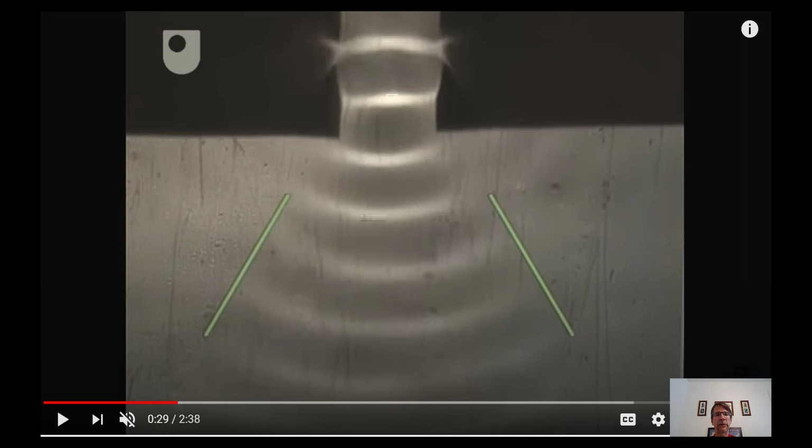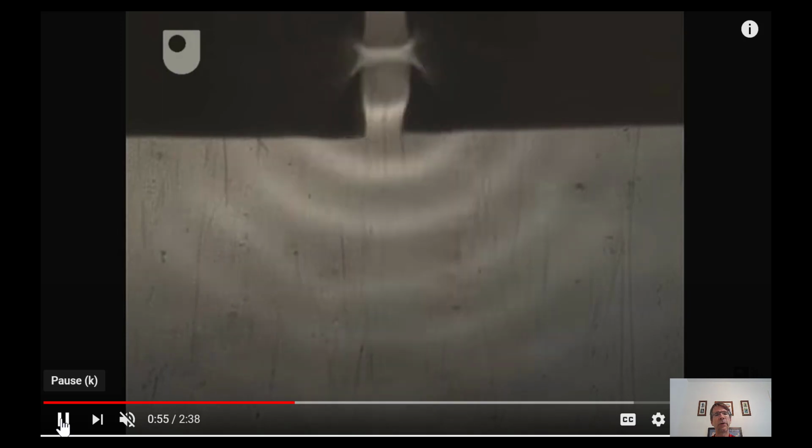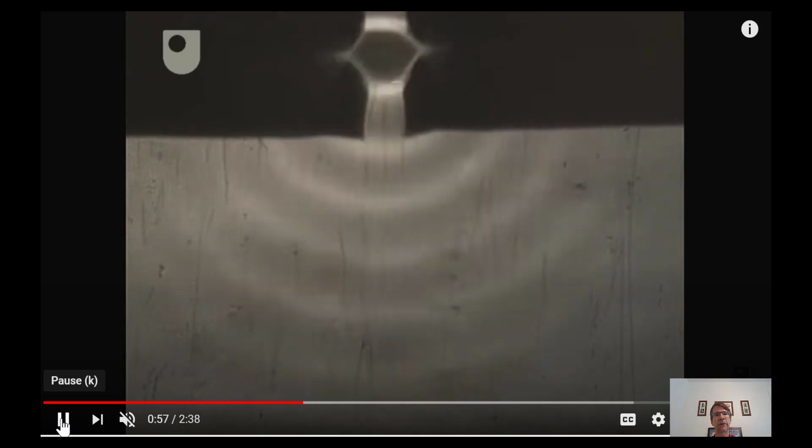All right, let me change it to a different size opening. Now we've decreased the size of the opening, and you can see that there's much more diffraction here. It's more pronounced.